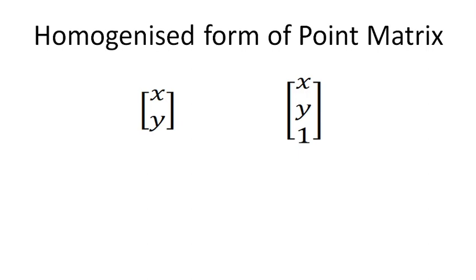First of all, we will change the form of the point matrix. The point matrix, which was earlier x y, a 2 by 1 matrix, will now be x, y, and 1. It will now be a 3 by 1 matrix.